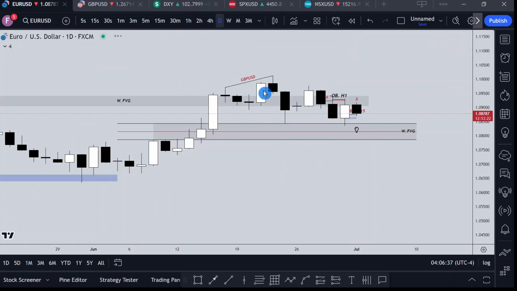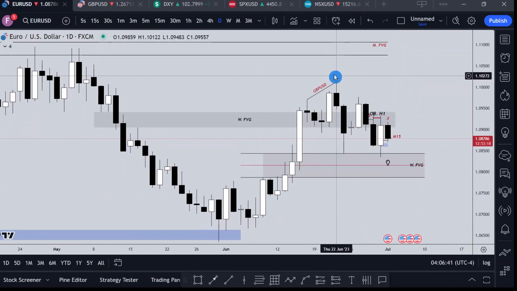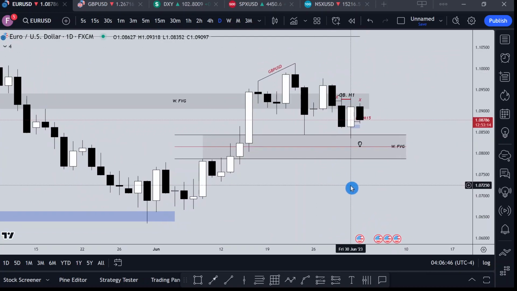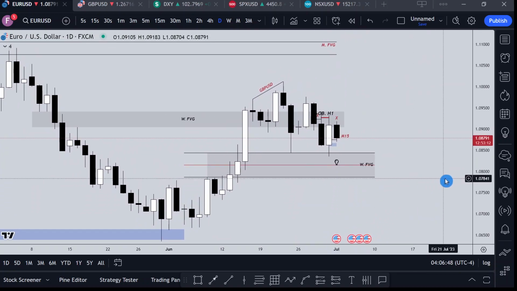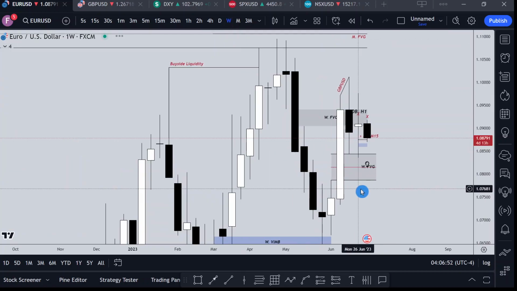So let's look at that in the daily chart. So that high that was swept is a complete fake out. Smart money is accumulating short positions. So I'm bearish for this week, the entire week. And let me go back to the weekly chart. I'm bearish this entire week.